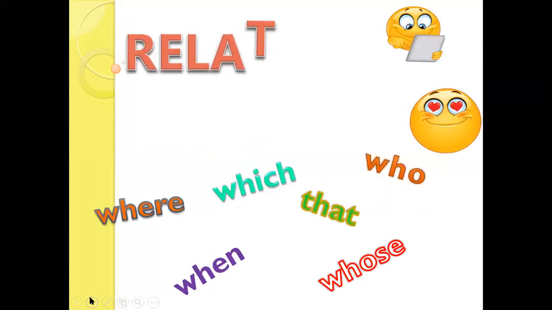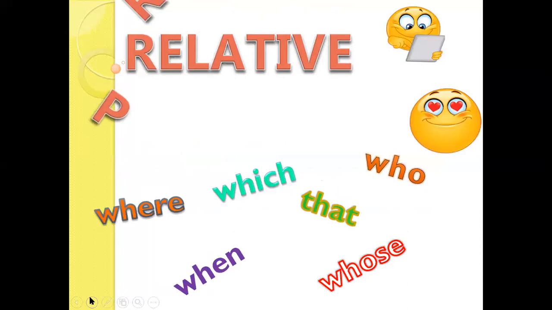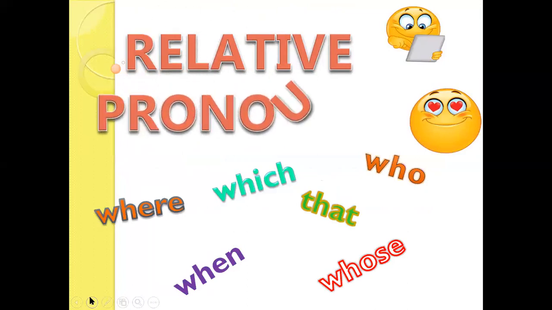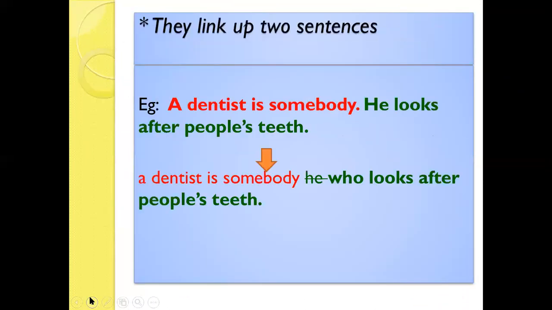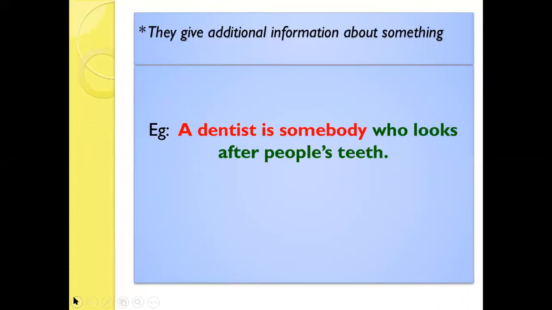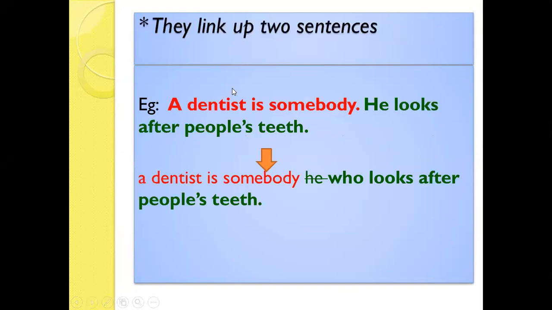The relative pronouns are where, which, who, when, whose, and that. The relative pronouns give additional information about something, like here: a dentist is somebody who looks after people's teeth. And they link up two sentences.